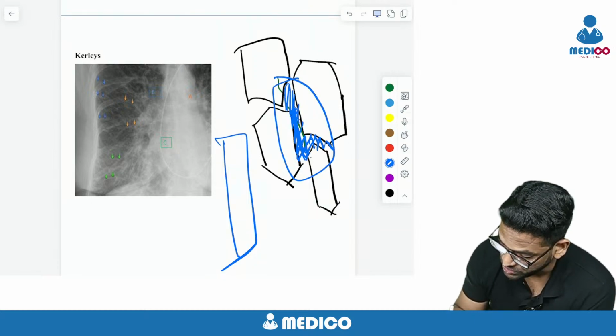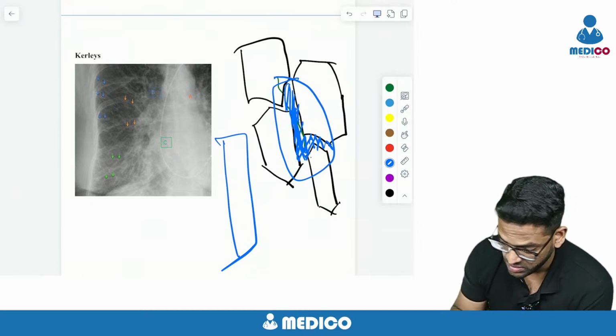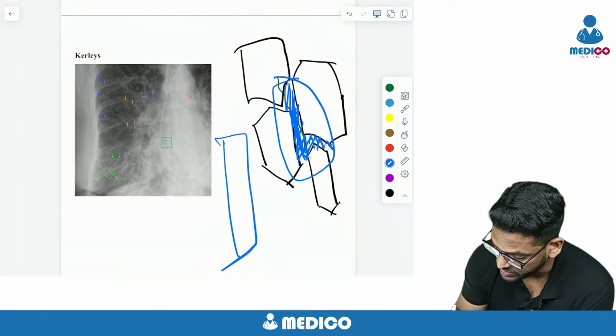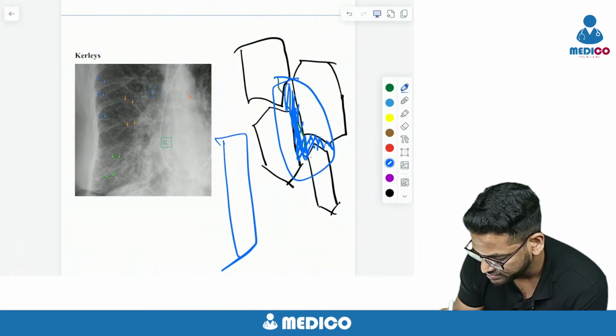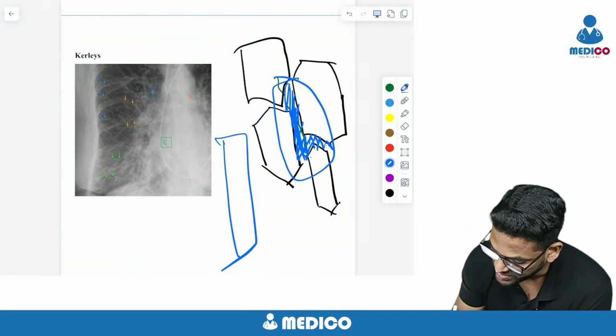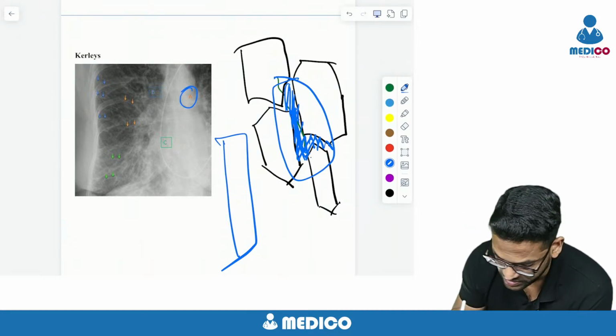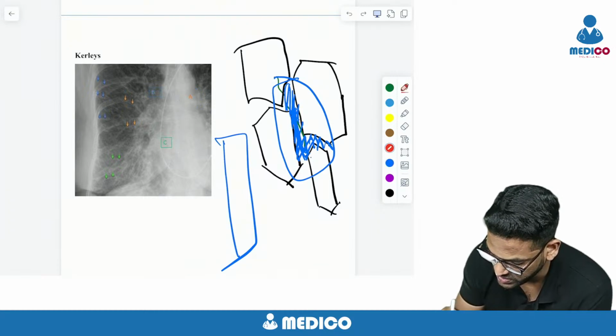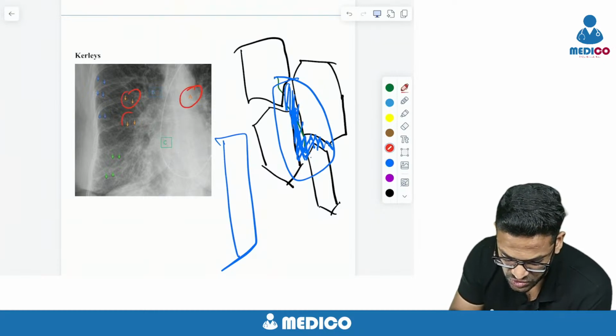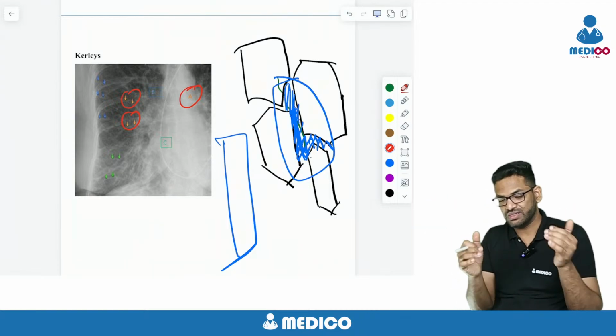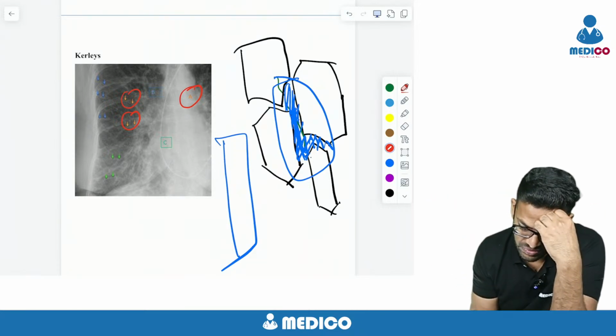Now, A is the orange one. So let's try to get orange here. One minute. All right, no problem. So now A would be the orange. Sorry about that. I'll just use the red for now. A will be the orange. So curly A lines are in the central part, around the hilum.